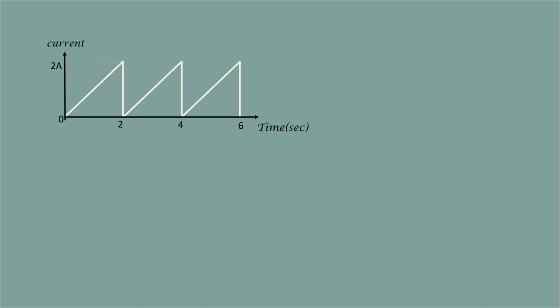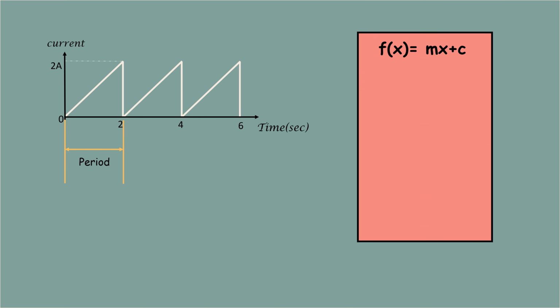Now let's see this example. This is the same problem that we solved earlier using the triangle area formula. Now let's solve this using integration. First, let's find f of x of the waveform. It is very clear that the function is a straight line over the period 0 to 2. Therefore, f of x is equal to mx plus c.